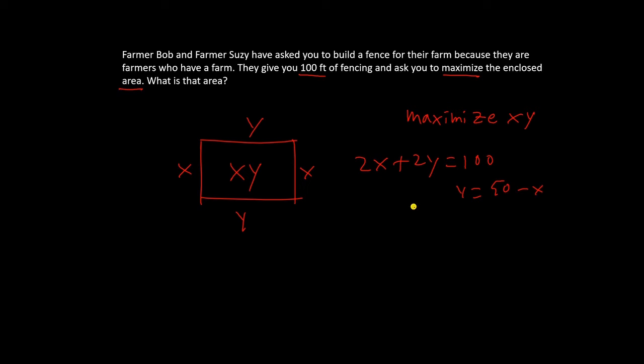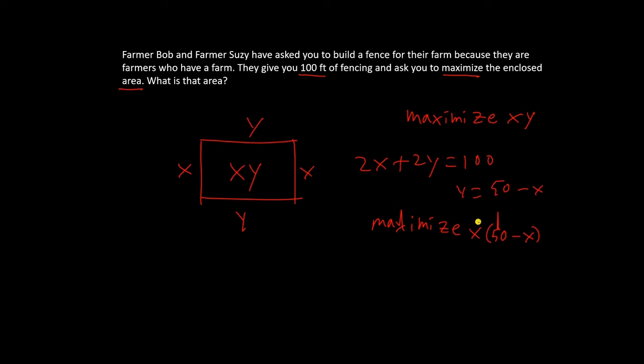The next step is to rewrite the equation that we want to maximize in terms of one variable. So I'll just take this and plug it into here. So that'll give me, we want to maximize x times 50 minus x. Ignore the random spikes, that's just some weird glitch.